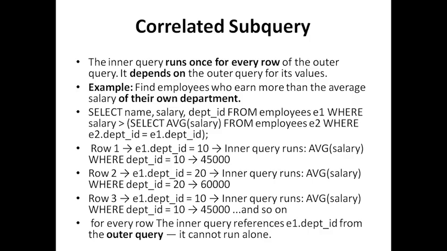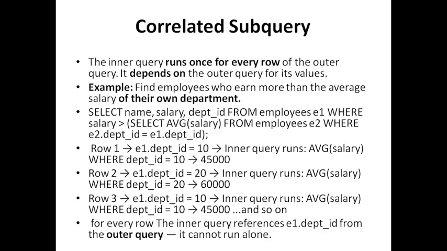So here for every row the inner query references E1.department ID. Actually E1 is the outer query. So the inner query refers to the outer query, so it is referred to as a correlated subquery. If the inner query is independent of the outer query, it is referred to as a nested subquery. If the inner query refers to the outer query, then it is known as a correlated subquery.